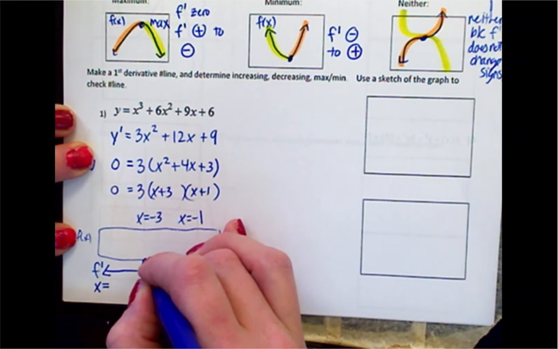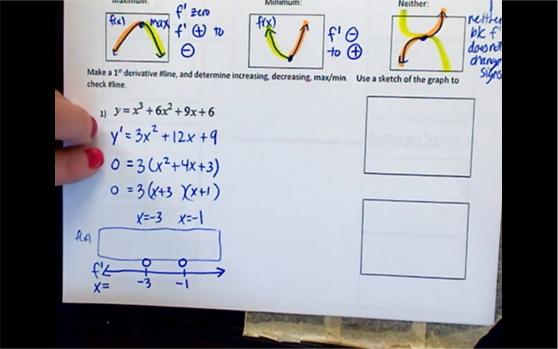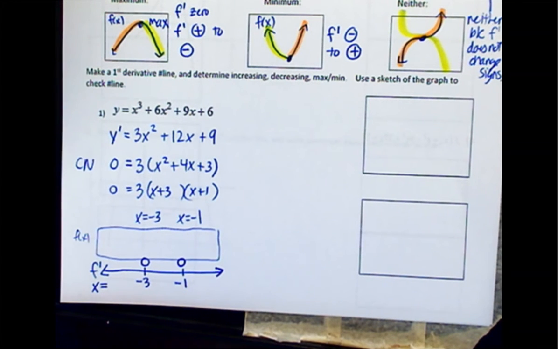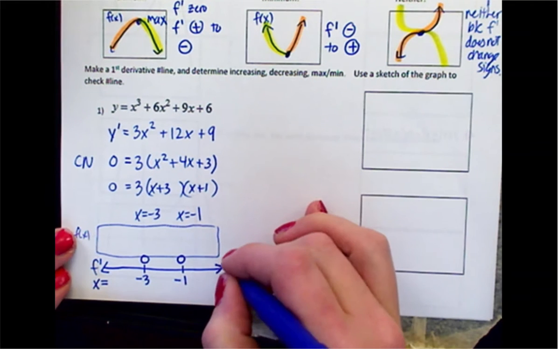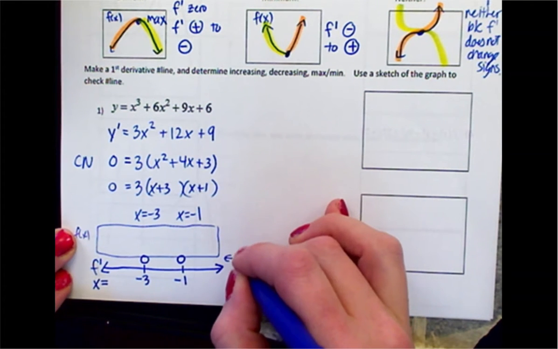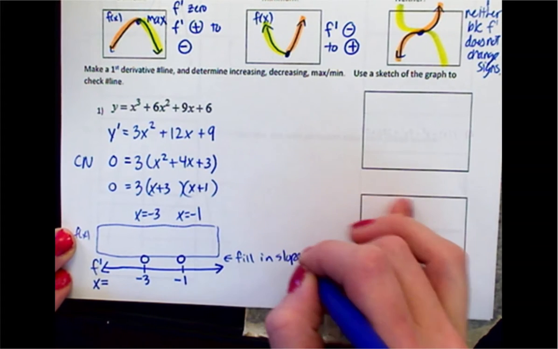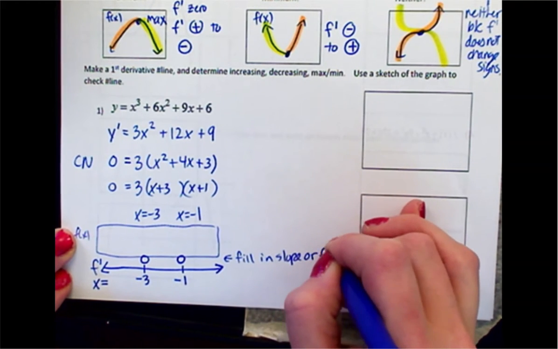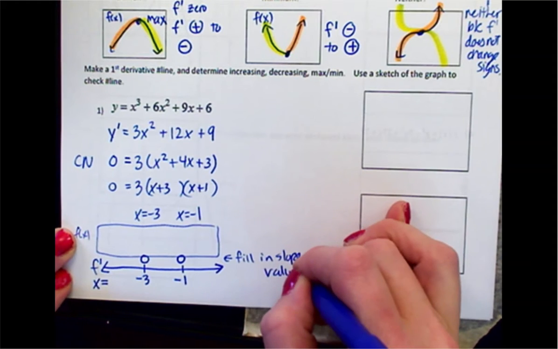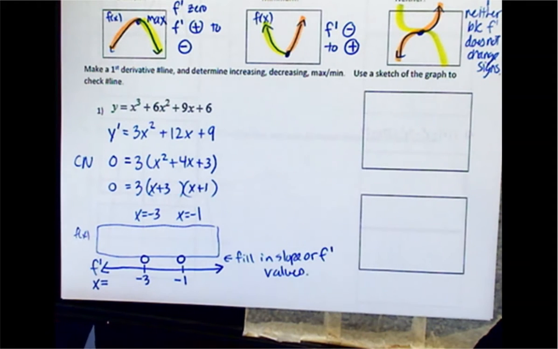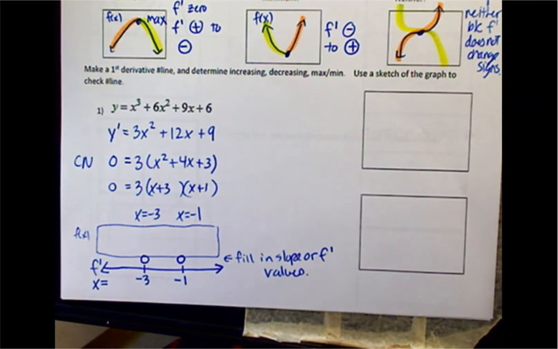And we're going to put 2 zeros here because that's the value of the slope. Those are the 0 slope places. Okay, and we're going to fill in slope or f prime values. And that's where you're going to use your calculator. We're going to test the number line, and we're going to put pluses or minuses.